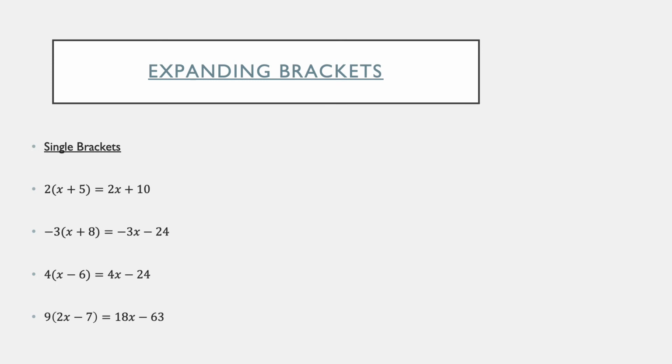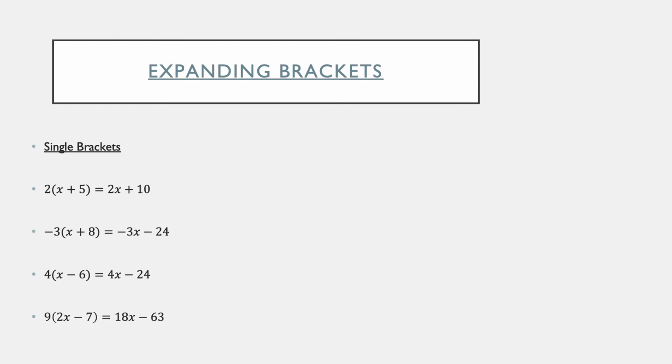Okay, right guys, next part, expanding brackets, so it's single brackets here. 2 brackets x plus 5. 2 times x is 2x, 2 times 5 is plus 10. So expanding brackets, guys, everything on the inside of the bracket is multiplied by the term on the outside of the bracket. So it's 2 lots of all of this, x plus 5 times 2, which is 2x plus 10.